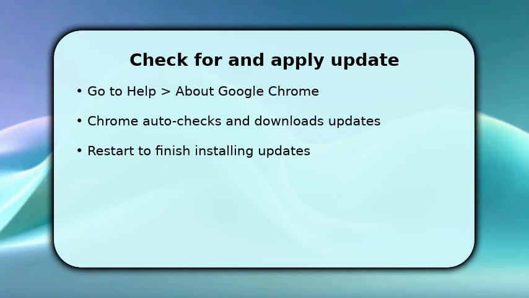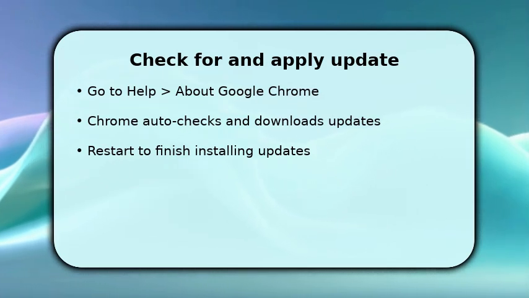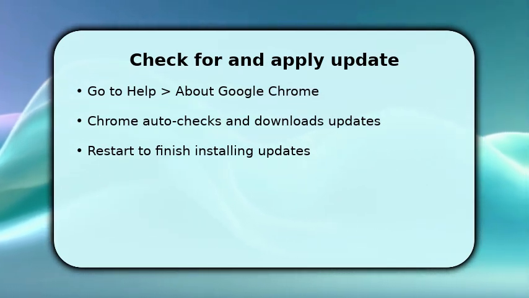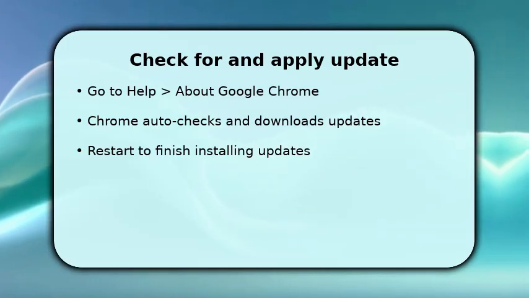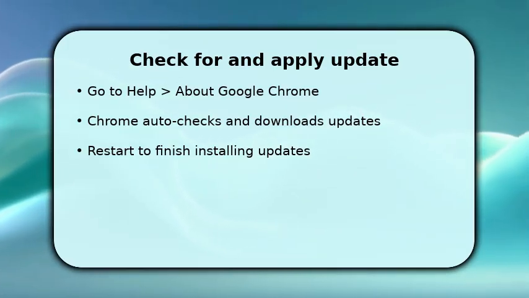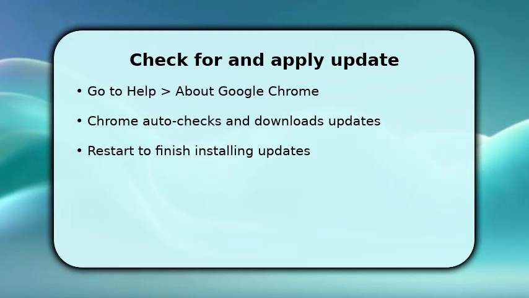From the menu, go to Help then About Google Chrome. The page automatically checks for updates. If Chrome finds a newer version, it downloads it in the background so you don't interrupt work. Make sure to watch the progress bar and read any prompts about relaunch tabs or save data.